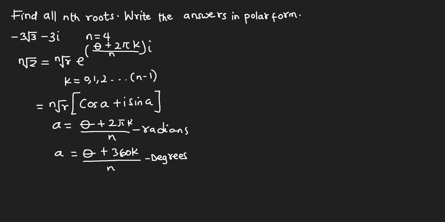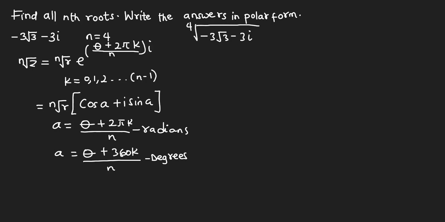Okay, so with this understanding, let's go back to the question and then solve it. So we have the complex number to be minus 3 root 3 minus 3i. So let's find the fourth root of this complex number. So that would be something like this, the fourth root of this complex number.